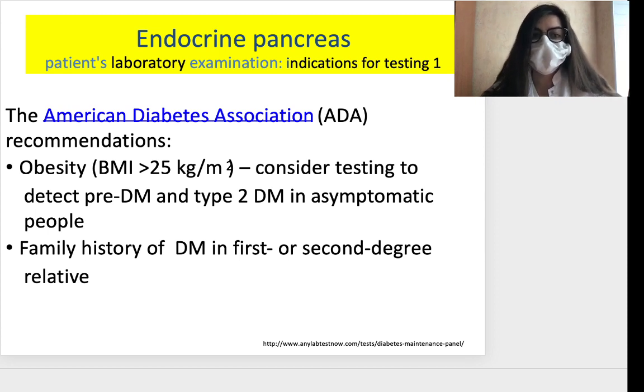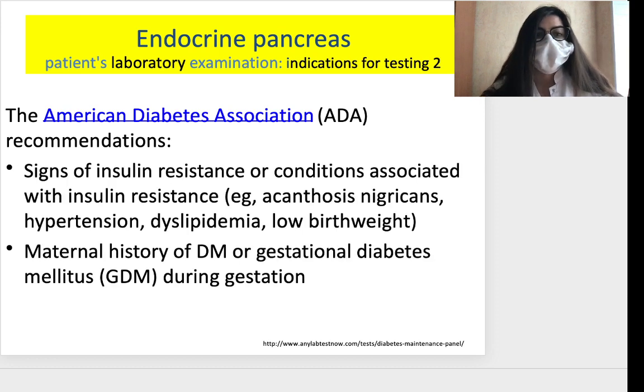Another indication is family history of diabetes mellitus in first or second degree relatives. It is signs of insulin resistance or conditions associated with insulin resistance, like acanthosis nigricans, hypertension, dyslipidemia, low birth weights. It is maternal history of diabetes mellitus or gestational diabetes mellitus during gestation.